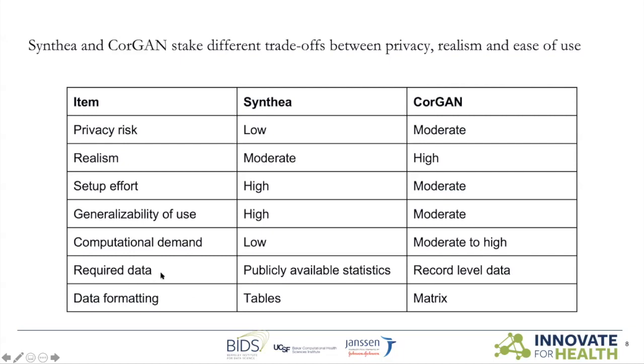Again, just repeating the required data: for Synthea, only using publicly available statistics. CorGAN requires having access to record-level electronic health record data. And again, for the data formatting as it comes out of these generators, for Synthea, you can generate multiple tables in this full relational database framework, depending on the format of whatever simulation care map is designed. For CorGAN, at least at the moment, this is just a matrix-level input and output of that synthetic electronic health record data.